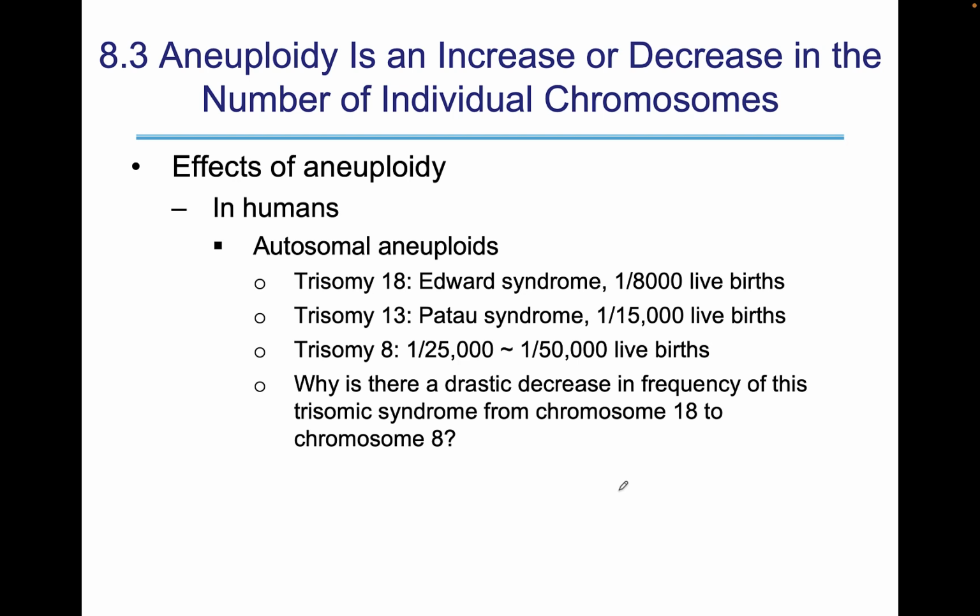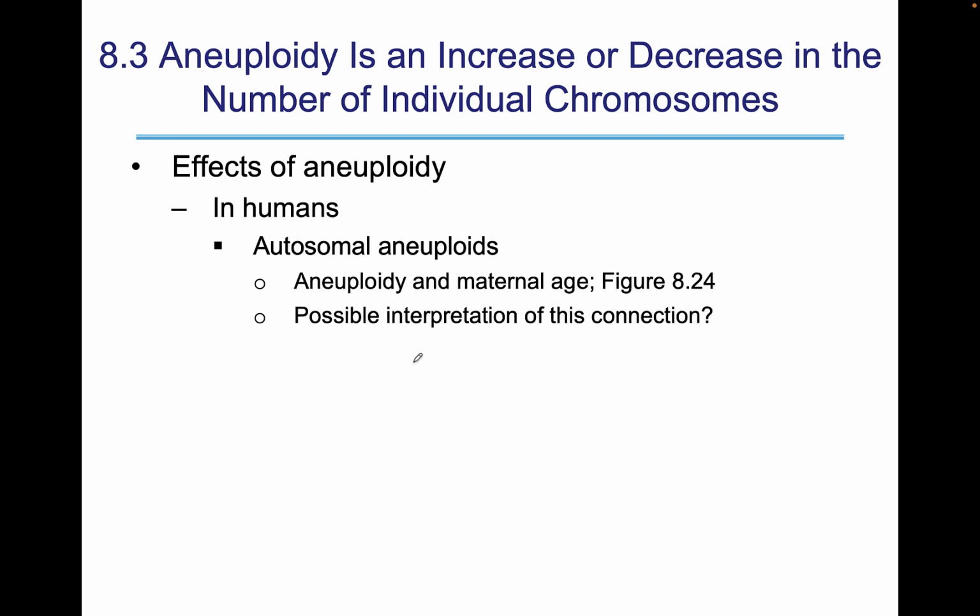So ask yourself this question, and I want you to look it up. It's in the textbook, about page 244. Why is there a drastic decrease in the frequency of this trisomic syndrome from chromosome 18 to 8? I want you to look it up. You may see this question again. Okay, all right, we're going to stop here.